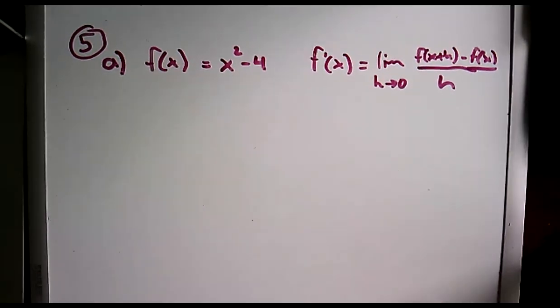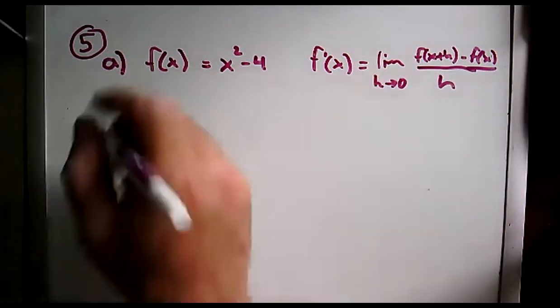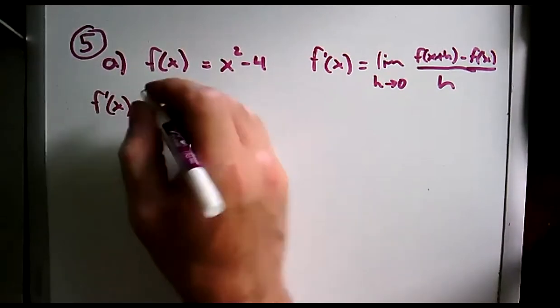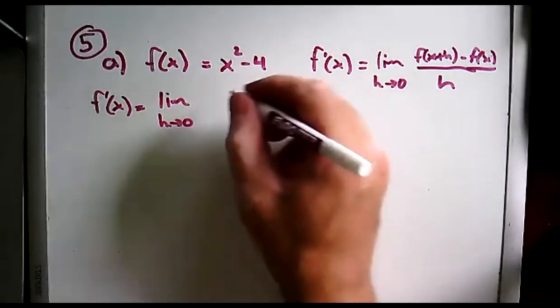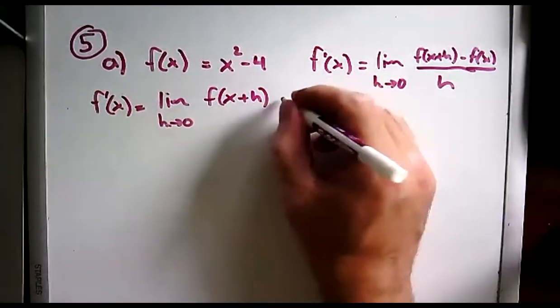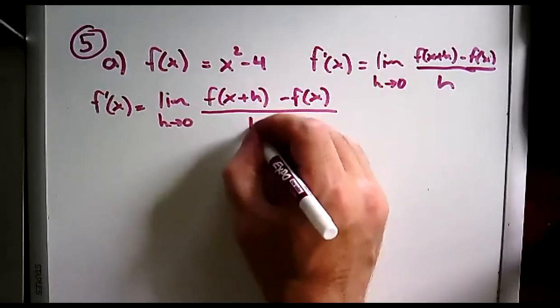What's referenced in the question is a 4-step process that shows up in the textbook. You do not need to follow that if you're able to do this another way. What we need to do is write this limit and then evaluate it. So let's do that. So f prime of x equals the limit as h approaches 0 of f of x plus h minus f of x all over h.